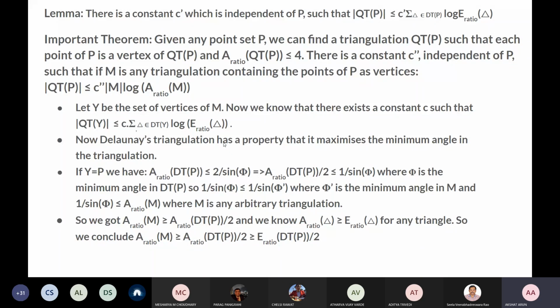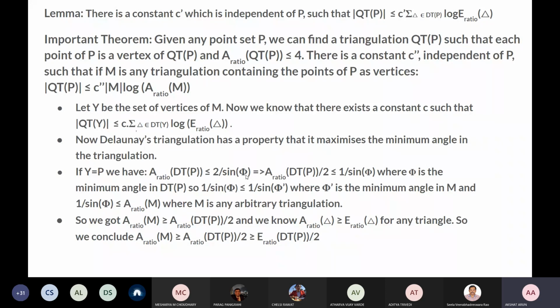So if capital Y is assumed to be equal to P, then we have, as proved by Mechaire in the previous slides, that the aspect ratio of a triangle is bounded by 2 by sine phi, where phi is the smallest angle, and the aspect ratio of Delaunay's triangulation is the largest ratio in Delaunay's triangulation. So the aspect ratio of Delaunay's triangulation is less than or equal to 2 by sine phi, which implies that the aspect ratio of Delaunay's triangulation of P, the whole divided by 2, is bounded by 1 by sine phi, where phi is the minimum angle in the complete Delaunay's triangulation.